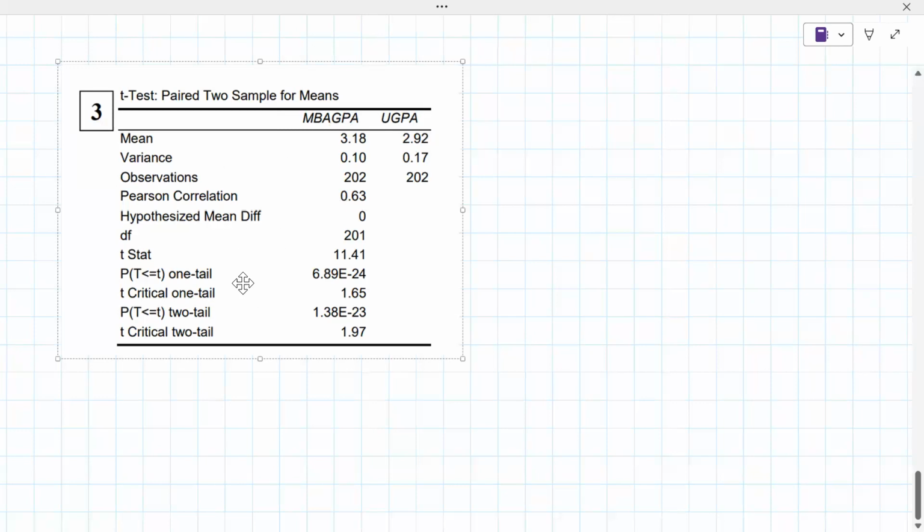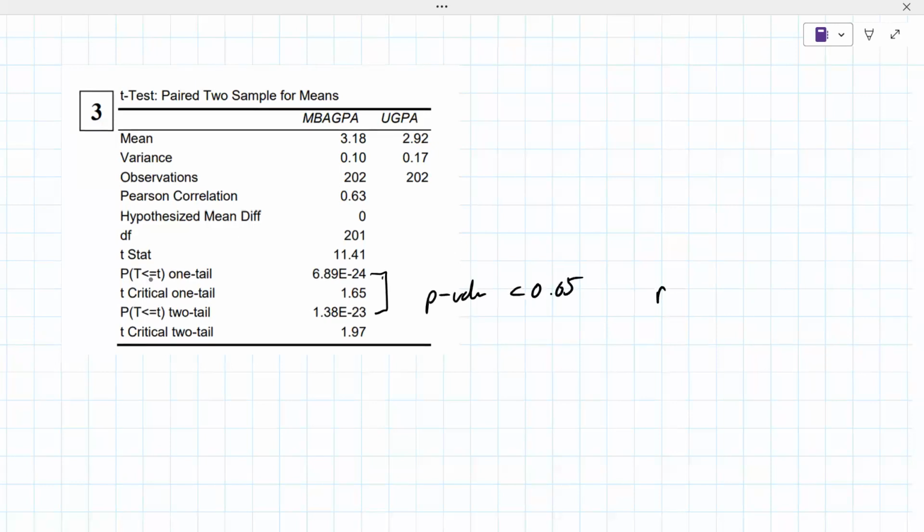Sure. So this is the output. The p-value, again, doesn't matter whether it's one tail or two tail. If you didn't know, they're both less than 0.05. So you would again reject H0, and the H0 in this case is that the means are the same. And then the alternative is that they're different.